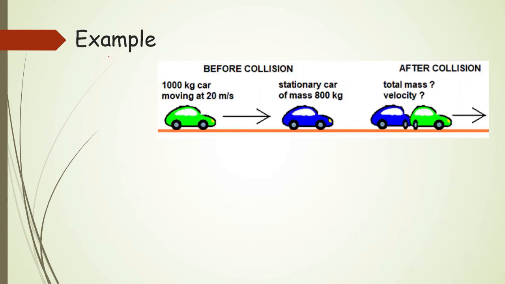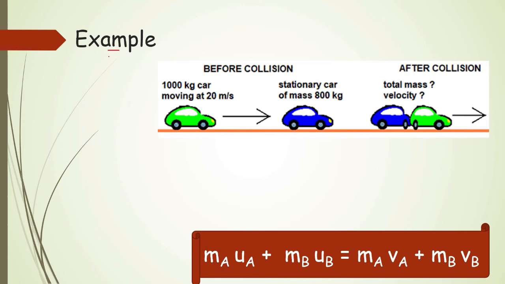Let us now look at an example that demonstrates the conservation of momentum principle. Suppose we have a 1000 kg car moving at a velocity of 20 meters per second. It hits a stationary parked car of mass 800 kgs. Because of the collision, both cars start moving together at a certain velocity, and we need to find this velocity. So this is our initial mass MA, and MA is equal to 1000, and UA is equal to 20, the initial velocity of this car, and MB is equal to 800, and the velocity UB is equal to 0, because it is parked.